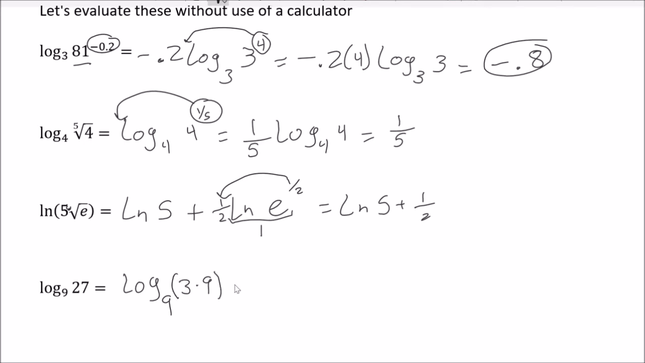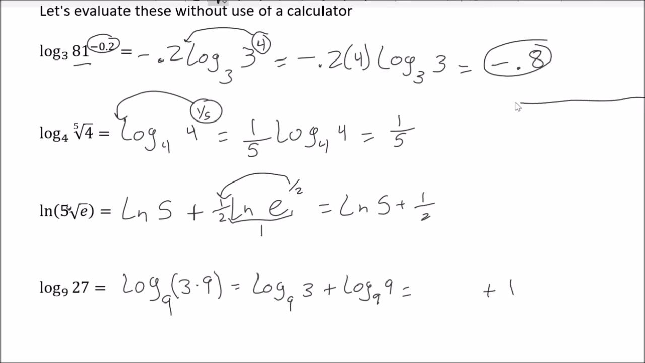And there's a bunch of ways to do this. I'm just going to show one of them right now. Okay, and then I can split that up. So log base 9 of 3 plus log base 9 of 9. Okay, well, log base 9 of 9 we know is 1. So I'm going to do a little simplification. What we have to figure out is, what is log base 9 of 3?